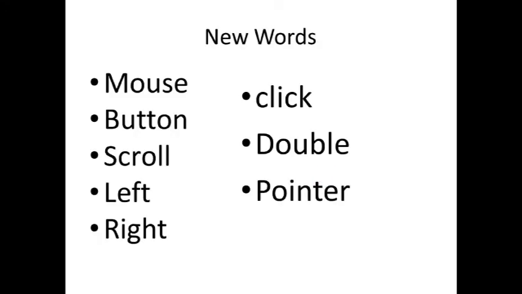And then we studied some new words. Which are they? Yes, mouse. What is the spelling of mouse? M-O-U-S-E, mouse. Then button, B-U-T-T-O-N, button. Scroll, S-C-R-O-L-L, scroll. Left, L-E-F-T, left. Right, R-I-G-H-T, right. Click, C-L-I-C-K, click. Double, D-O-U-B-L-E, double.